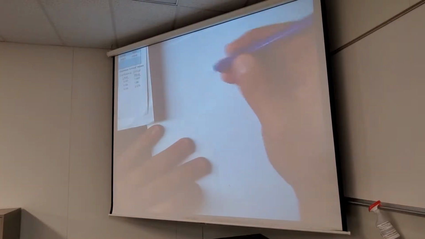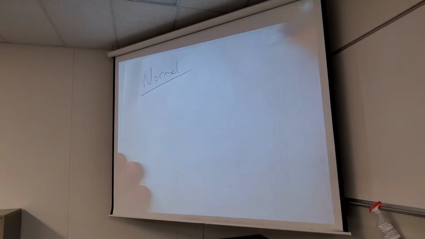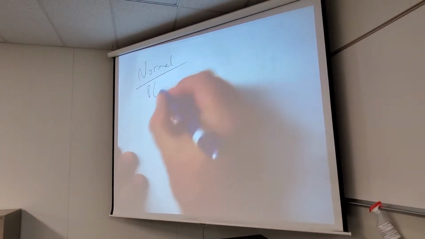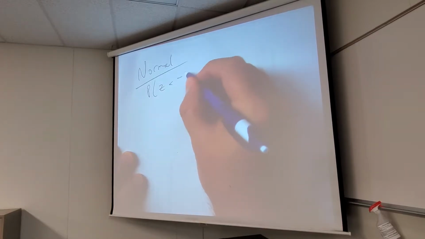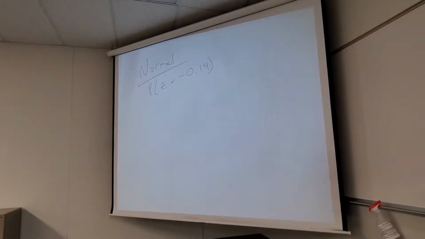So say I had a normal curve. It'd be awesome if you guys all just said, we have a normal curve. All right, so we have a normal curve, and I want to know the probability that z is less than negative 0.14.